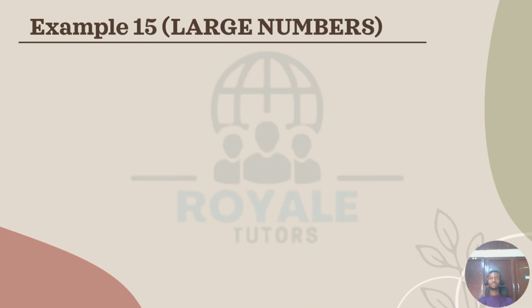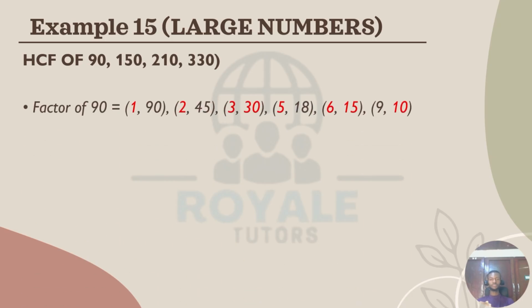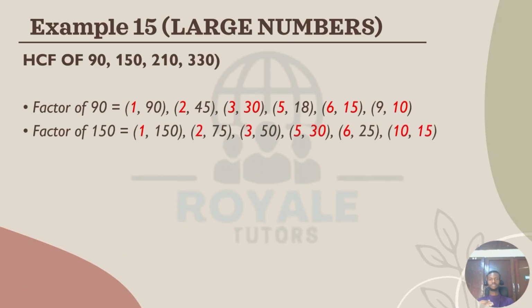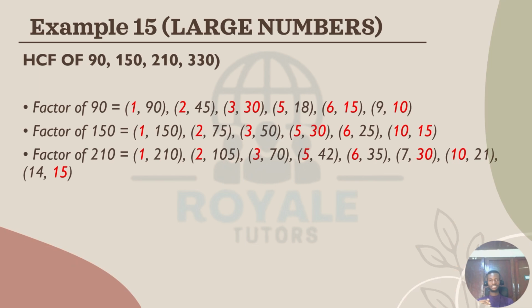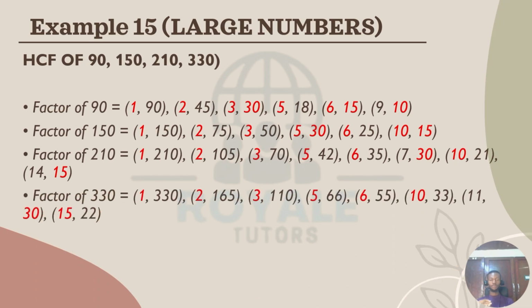And the last example, we have large numbers as well. We have 90, we have 150, we have 210, and we have 330. So let's look at the factors of each of them. The factors of 90 are this. Factors of 150, we have this. Factors of 210, we have this. Then using factor pairs, the factors of 330, we have this.